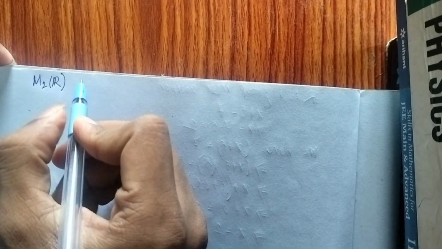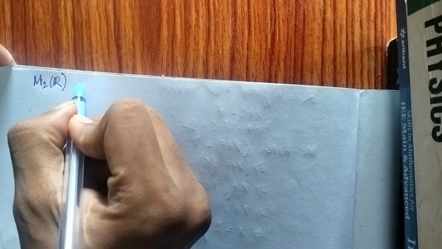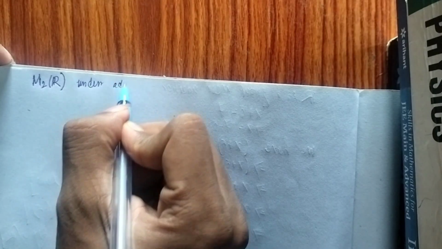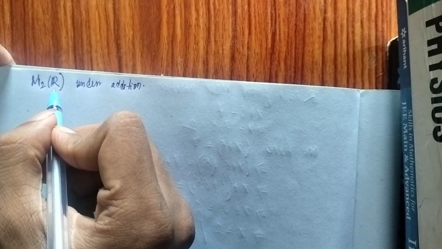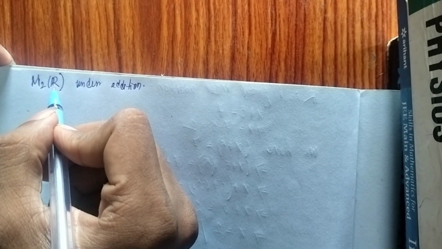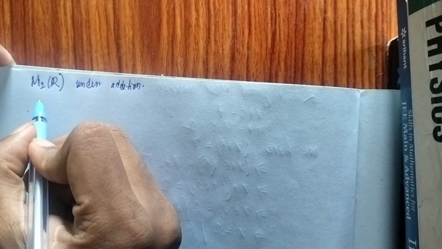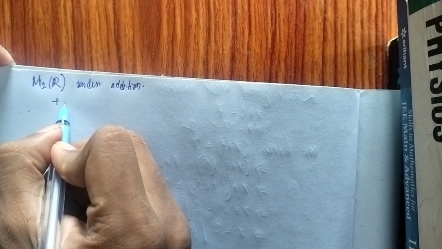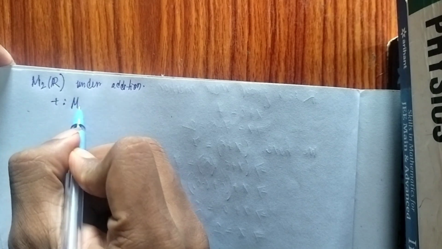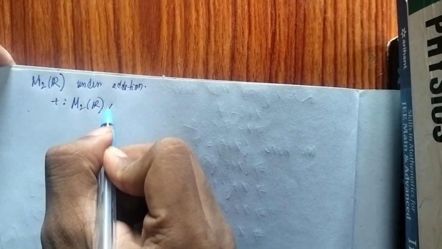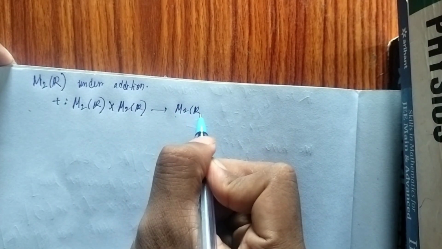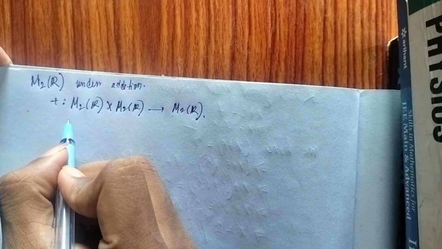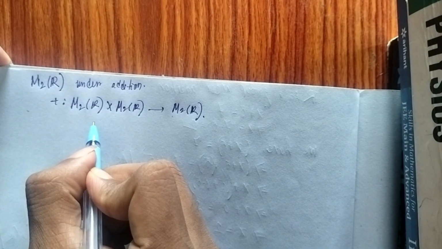2 cross 2 matrices, real matrices, under addition. So let me try to write it formally. If you don't understand it, then no need to worry about it. We will discuss it in our further lectures. Let's say matrix addition, M2(R) cross M2(R) to M2(R).